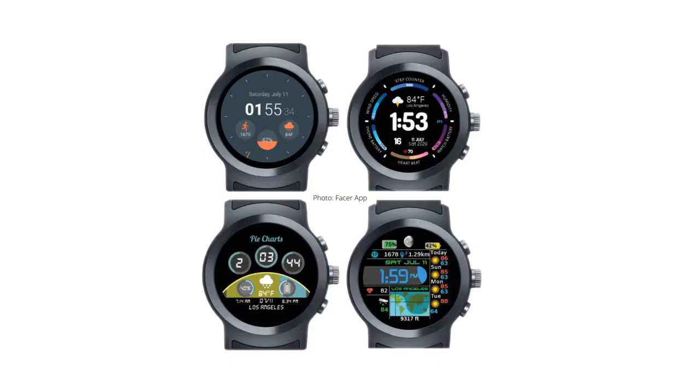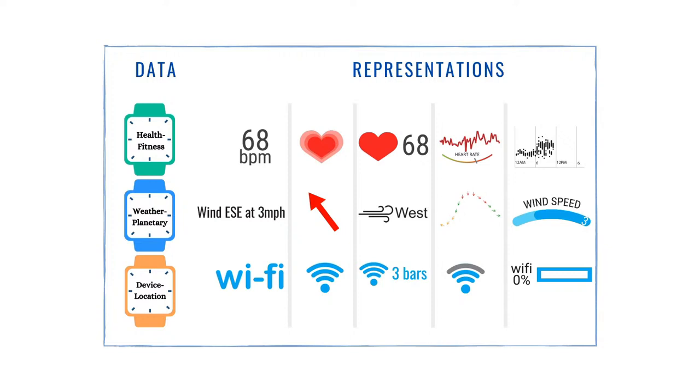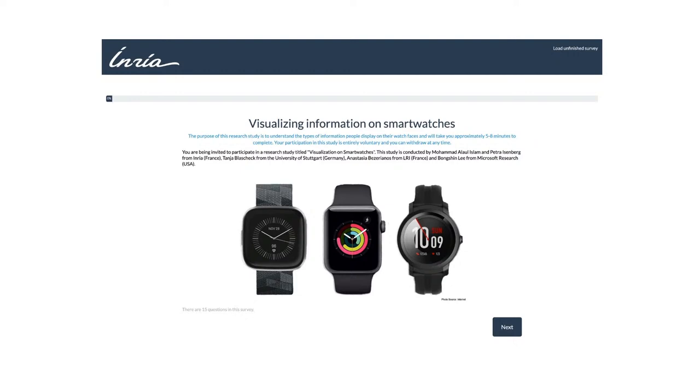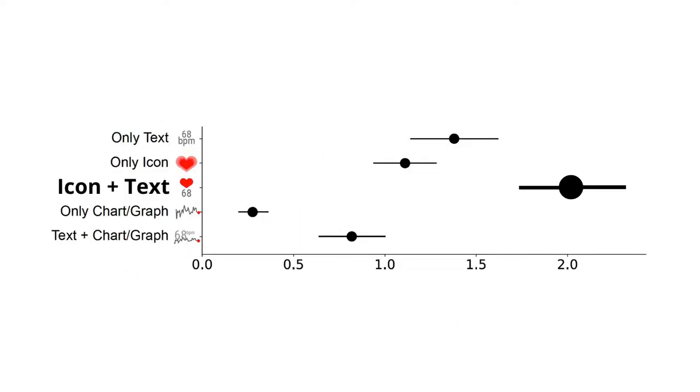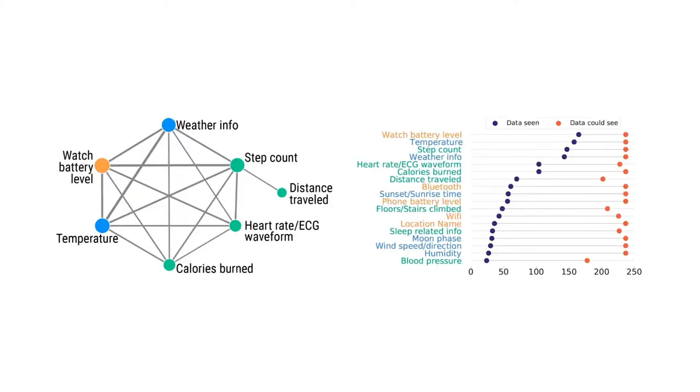Smartwatches can track a wide variety of data. We are interested to learn which type of data people consume and how it is visualized. To find out, we conducted a survey with 237 participants. We found a predominant display of health fitness data, with data mostly displayed as icons with text. Based on our findings, we discuss opportunities for visualization research on smartwatches.